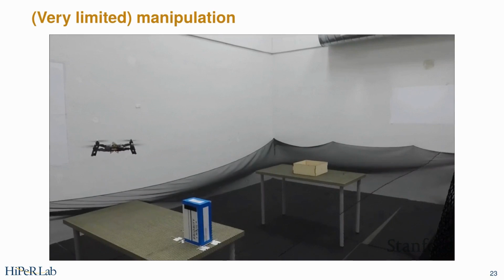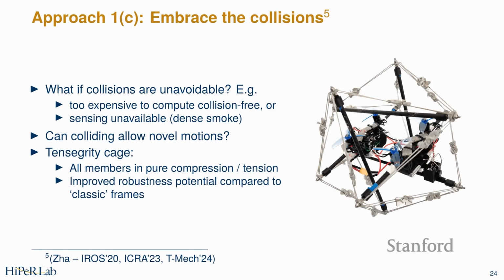Okay, so that's morphing, and then the third thing to operate in dense environments is to cheat and just sort of embrace collisions. Here we were interested, and this was inspired by the DARPA Subterranean Challenge, in creating systems that can really just operate without any sort of knowledge of the environment, so no interest in avoiding collisions necessarily.